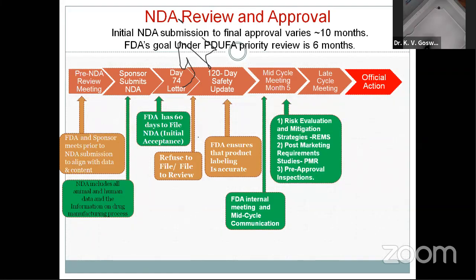They also may or may not mention the pre-approval inspections, but they can give an idea that they might be doing a pre-approval inspection. And then they continue reviewing. So this communication happens between the project manager and the sponsor. And FDA recommends that with any kind of questions the sponsor may have, they discuss with the review panel so that it is clear.